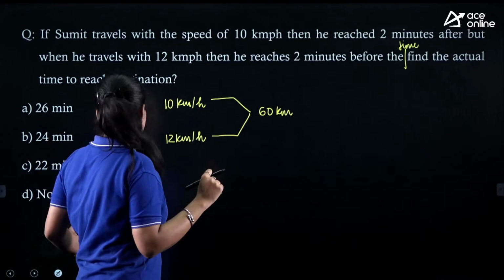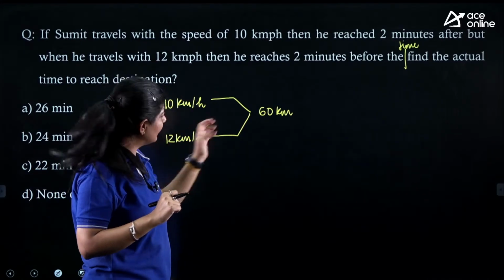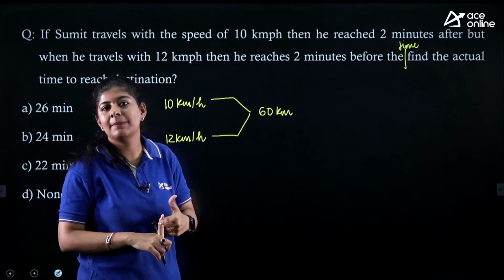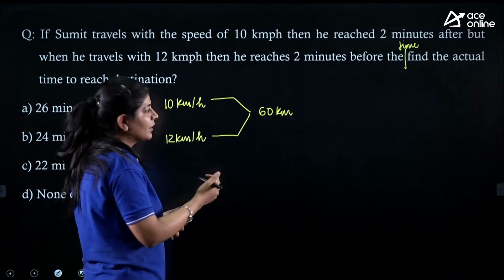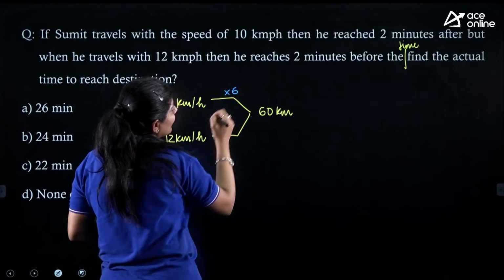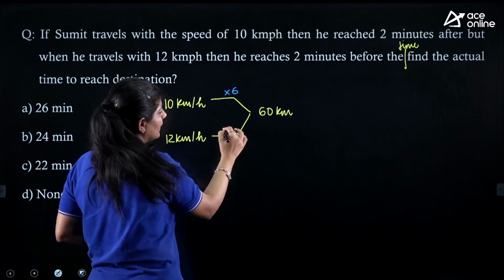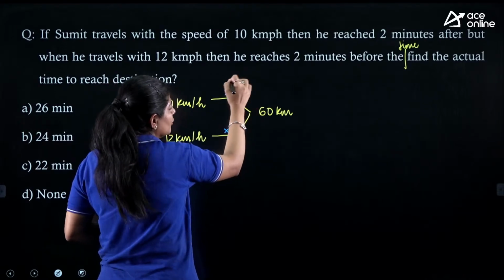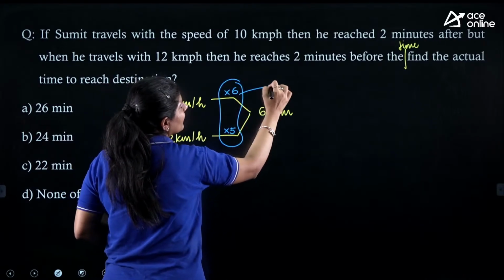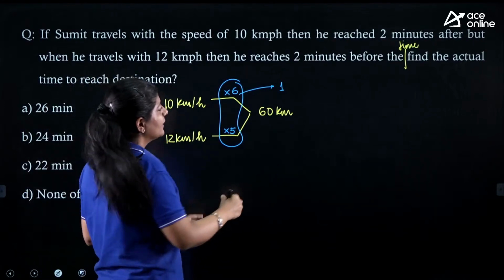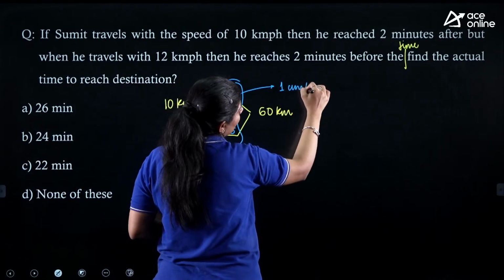Now we know that if I have speed over here and I get distance over here, somewhere I am multiplying this by time, so I have to figure out the time. If I multiply this by 6, I get my answer as 60, so this will become my time, and similarly here we get 5. So the difference that we got is 1 hour, or you can say 1 unit.